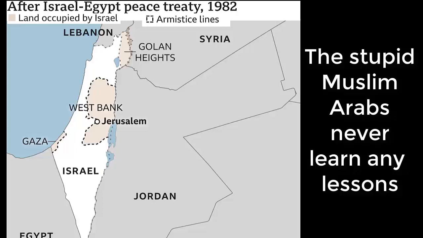Israel effectively annexed East Jerusalem, claiming the whole of the city as its capital, and the Golan Heights. Overwhelmingly, international opinion continues to consider East Jerusalem and the Golan Heights as occupied territory.